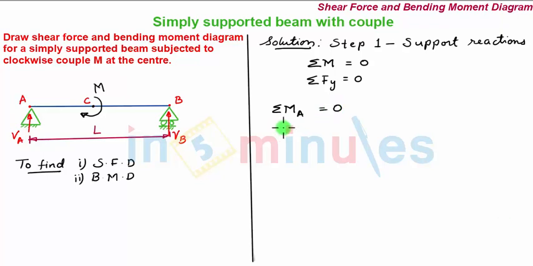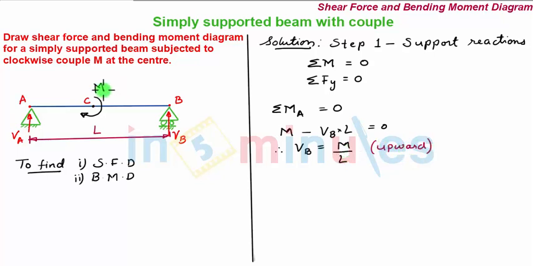As we have already discussed, for calculating the summation of all moments about any point, we take a clockwise couple as positive and an anti-clockwise couple as negative. So first is the clockwise couple M acting at the center, so plus M, minus the couple formed due to the assumed vertical reaction VB acting at a distance L from point A. So we have minus VB into L, and this is equal to 0. Upon solving this, we get the value of VB as M by L. Since VB comes out positive, our assumed direction of force VB is right, that is, it is upward.